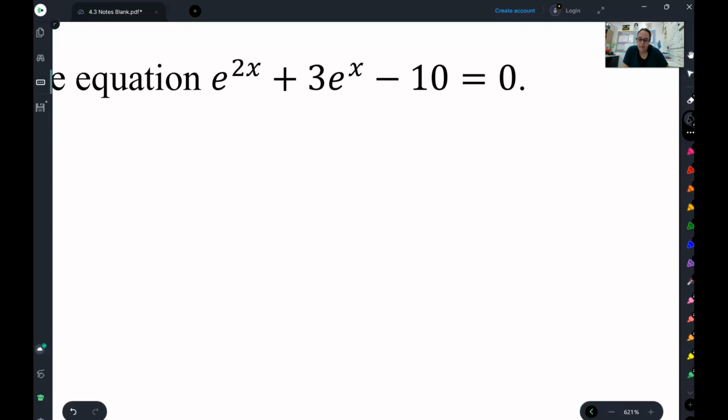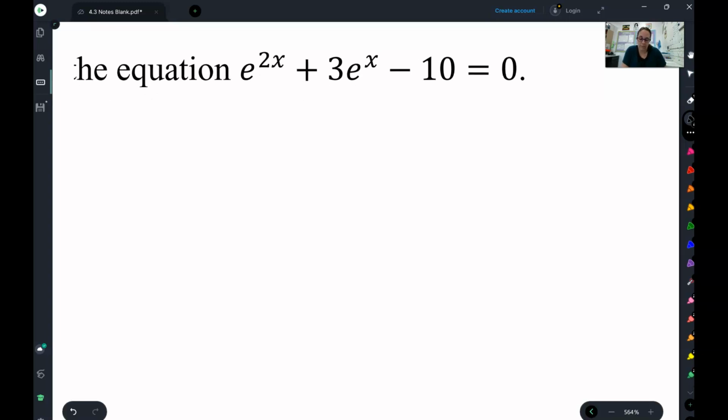Okay, so if I look at this problem, the first thing I would notice is it looks an awful lot like a factoring problem. Like, if this was something squared and this was not something, it kind of looks like a quadratic, u squared plus 3u minus 10. If this looks an awful lot like a quadratic problem, then let's use u substitution to factor it. So I'm going to say u is e to the x, so that makes u squared e to the 2x.